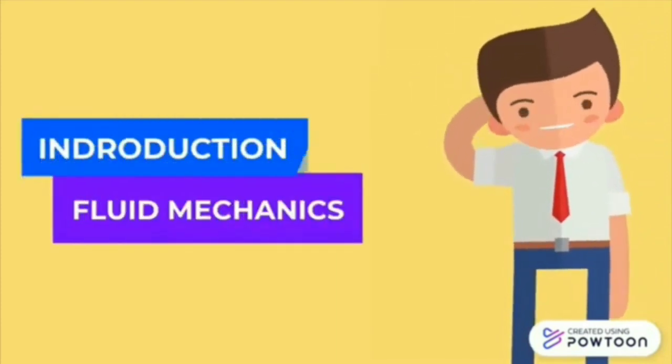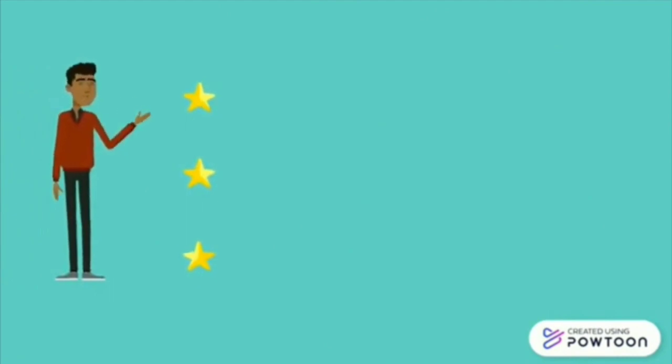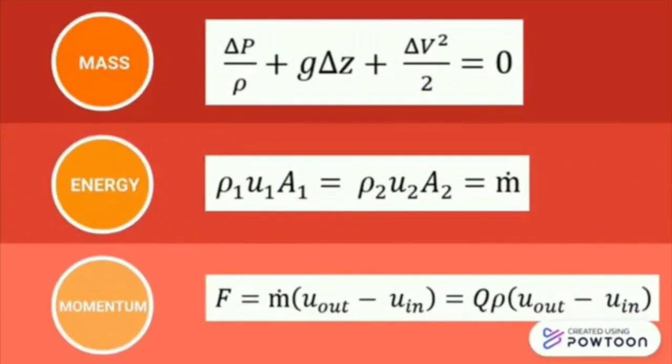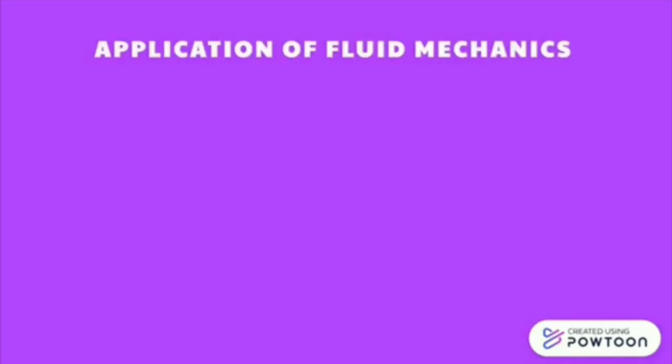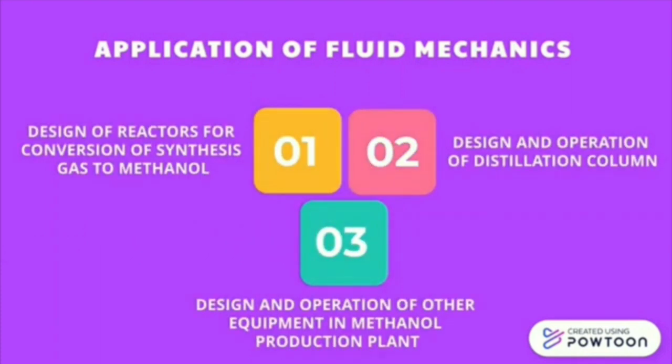Fluid mechanics in methanol production is essential in controlling flow and mixing of reactants, as well as the transfer of heat and mass within the reactor vessel. The fundamental elements of fluid mechanics are conservation of mass, energy and momentum, and the formulas are given as this. Fluid mechanics theories are applied in the design of reactors for the conversion of synthesis gas to methanol.